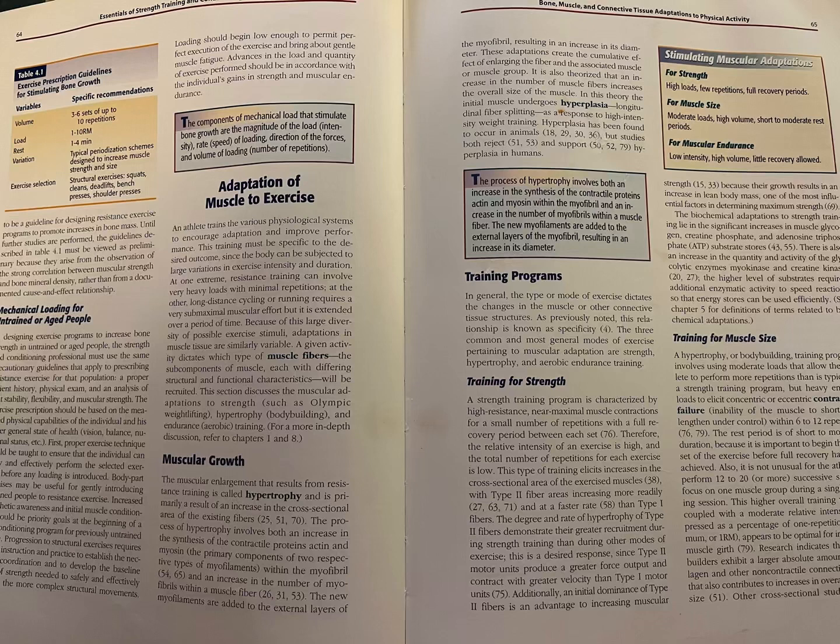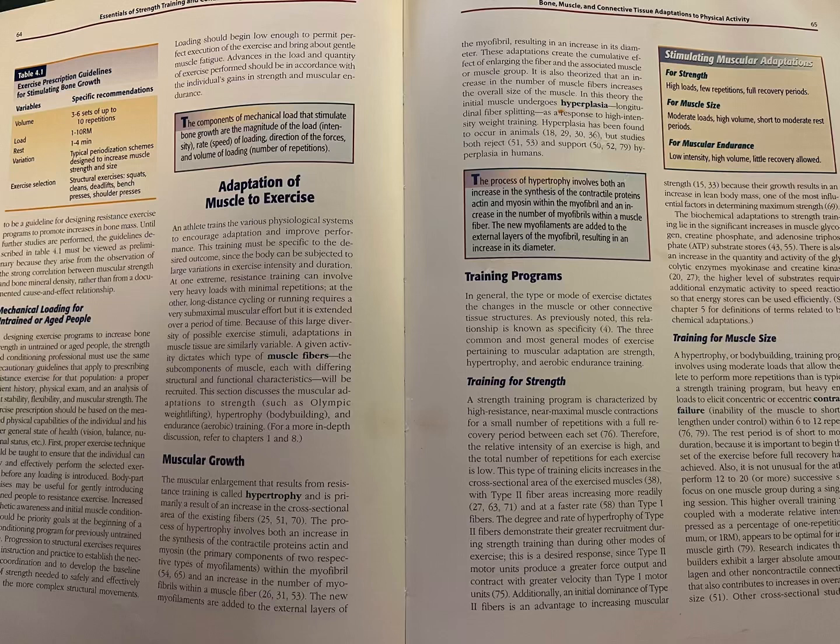At the other, long-distance cycling or running requires very submaximal muscular effort, but it is extended over a period of time. Because of this large diversity of possible exercise stimuli, adaptations in muscle tissue are similarly variable. A given activity dictates what type of muscle fibers, the subcomponents of muscle, each with differing structural and functional characteristics, will be recruited. This section discusses the muscular adaptations to strength, such as Olympic weightlifting, hypertrophy, bodybuilding, and endurance aerobic training. For more depth, refer to Chapters 1 and 8.